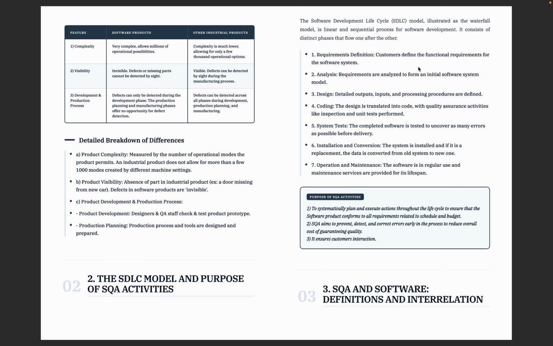So what does it look like? There are 7 steps in the software development life cycle as illustrated. First is requirements definition, where the customer defines the functional requirements for the software. In a real life example, think of building a house. What are the requirements for building a house? You want a 2 BHK house.